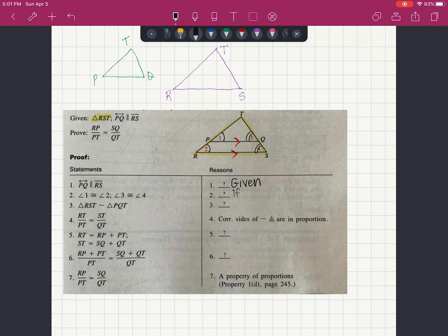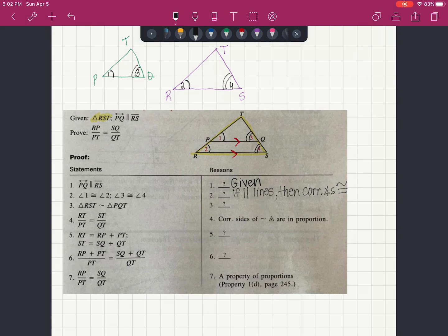So I'm going to write that down. If parallel lines, then corresponding angles are congruent. And I'm going to mark this picture right here. This was angle 1, right? That's angle 1. This is angle 2. And then this is angle 3, angle PQT. That's angle 3. And angle RST is angle 4.